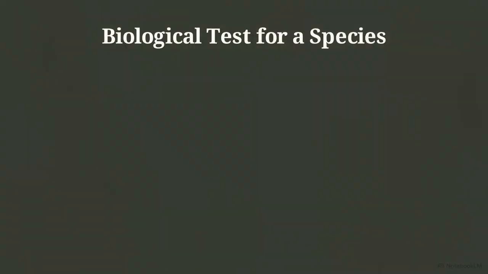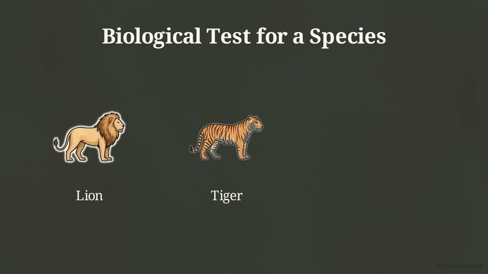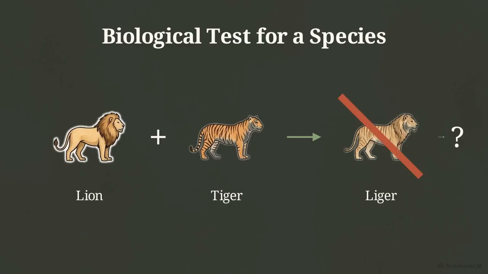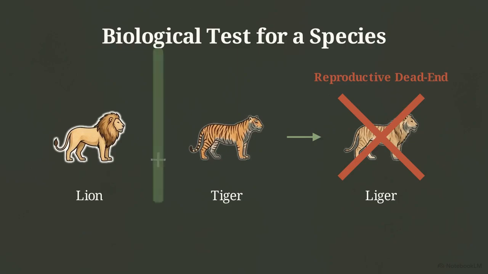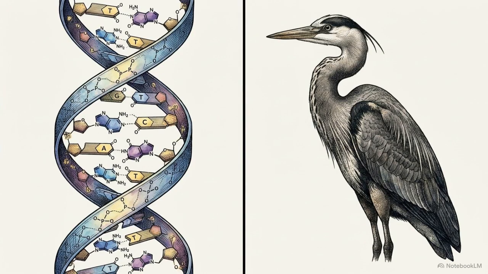This diagram illustrates the biological test for a species. Two organisms belong to the same species only if they can successfully mate and produce an offspring that is also capable of reproducing. A lion and a tiger can physically mate to produce a liger. However, because that liger is genetically infertile, the biological line stops there. This reproductive dead end confirms that lions and tigers are entirely separate, distinct species. This proves that taxonomy is built on objective, structural functions like reproduction and genetics, rather than subjective visual similarities.